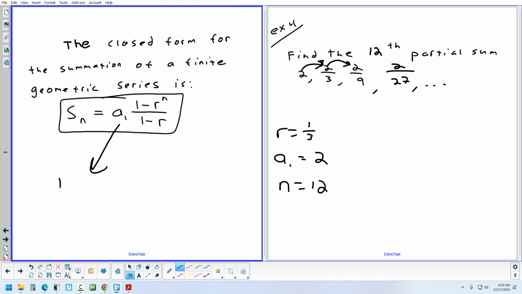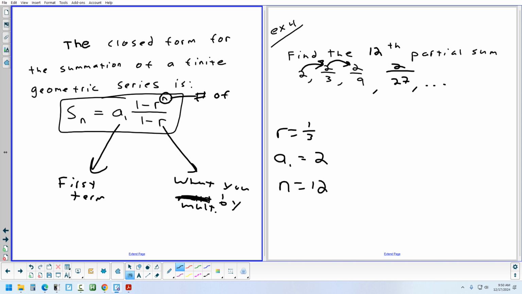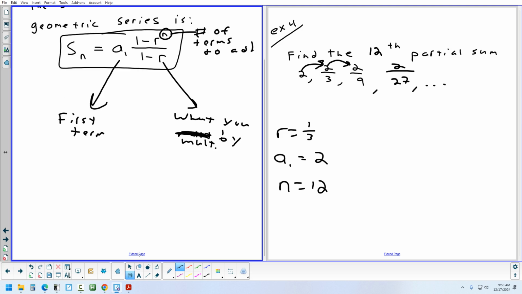Okay, so that's your first term. R is what you multiply by. It says multiply, believe it or not. What you multiply by, and n is the number of terms to add. So if you wanted to add up the first 12 terms in that sequence, we don't even know all 12 yet, but we don't need to.